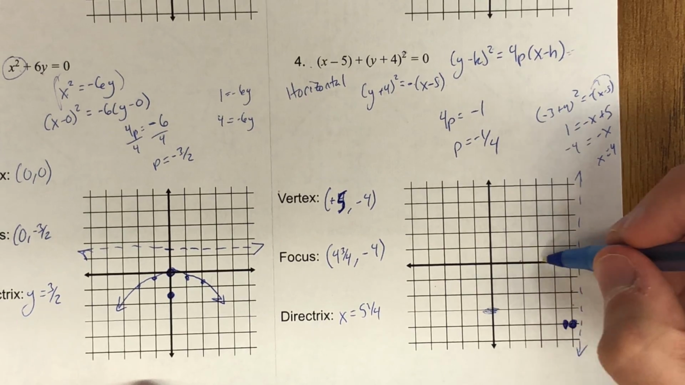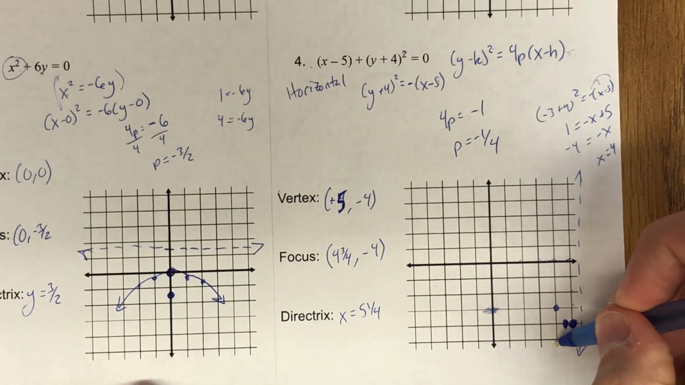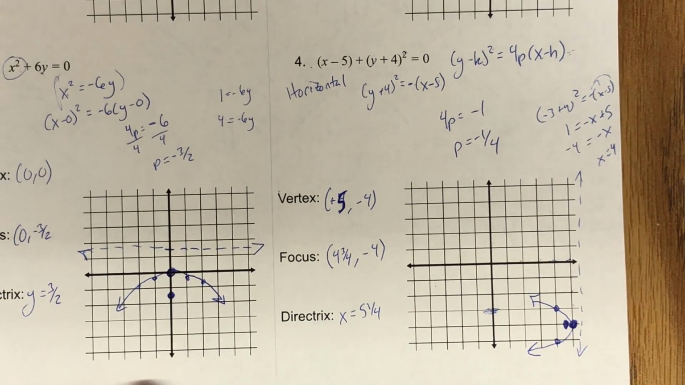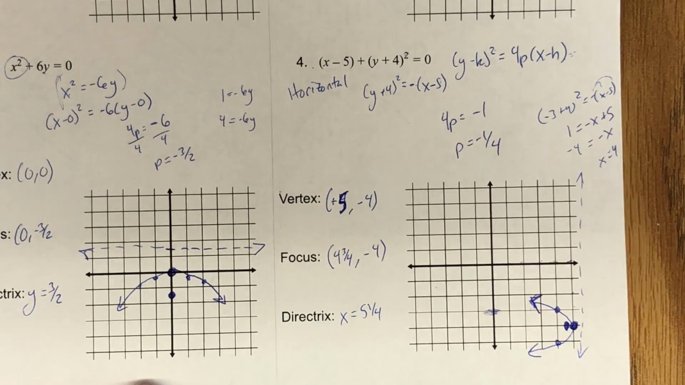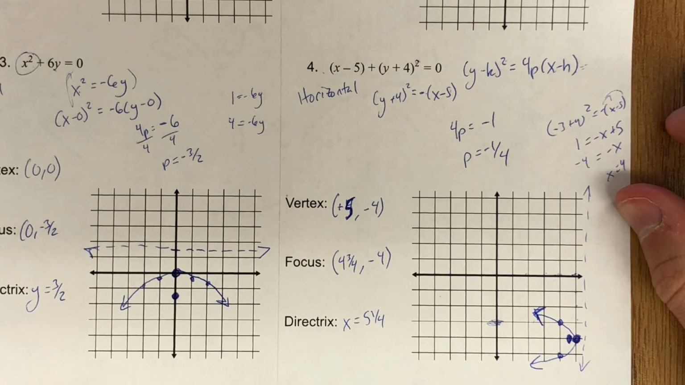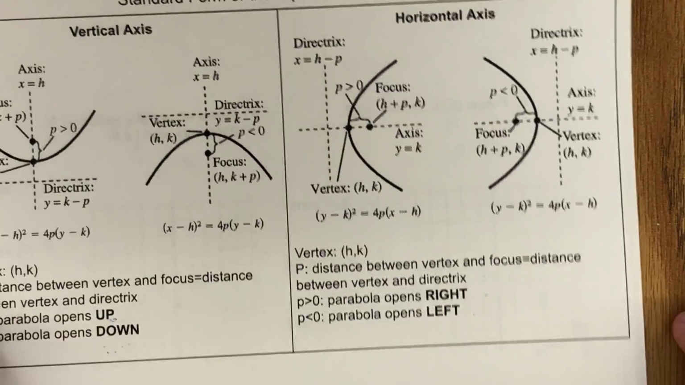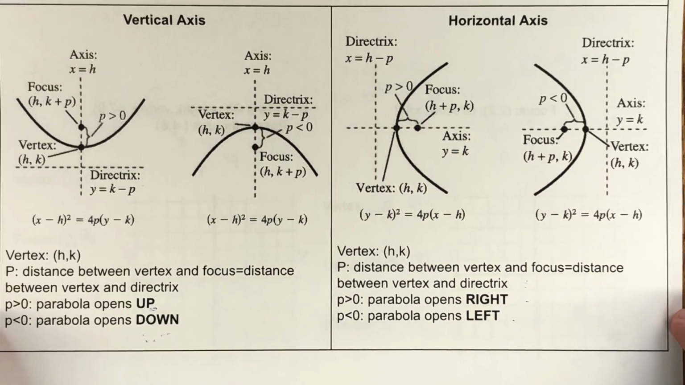So when I plug in 3, I get 4. So 4 for x, 1, 2, 3, 4, 3 for y. And the same would match on the other side. So that helps me give at least a little bit of an idea of the narrowness or wideness of my parabola. Okay. And there we have it. That's how we graph parabolas. So you're really just using, more than anything, the standard forms and plugging things in accordingly.